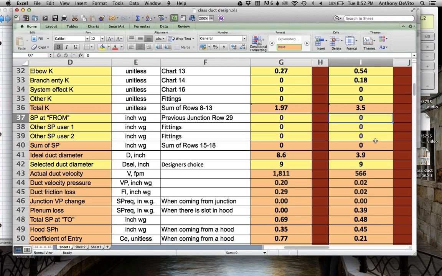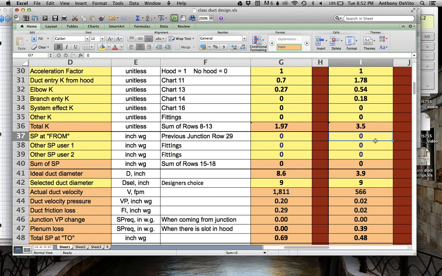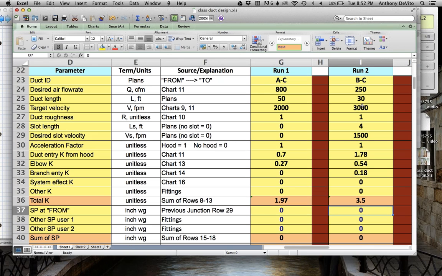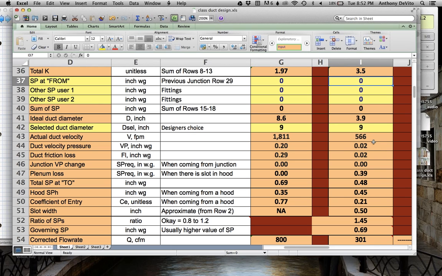So it says the ideal duct diameter here is 3.9 inches. Why is it so small? It's so small because we only need 250 cubic feet per minute, and we need to have 3,000 feet per minute velocity. So if we're going to get 250 feet per minute and we give it a big duct, it's going to be moving very slowly. So that duct has to be smaller and smaller and smaller until we reach that 3,000. So that winds up being a 4-inch duct.